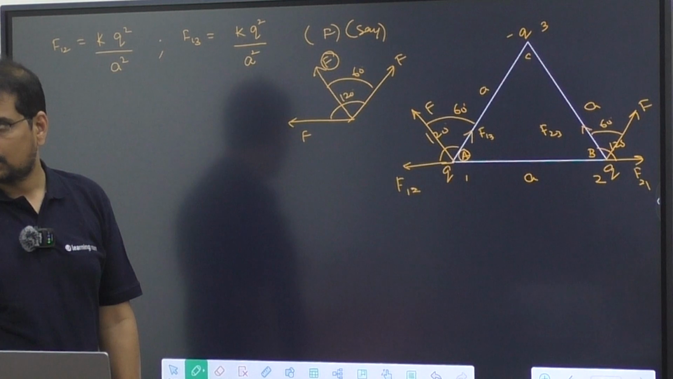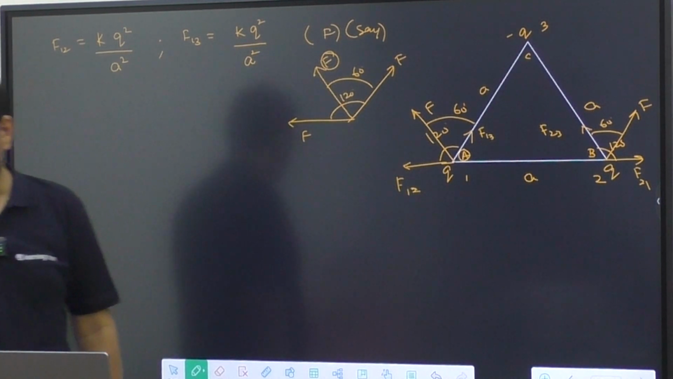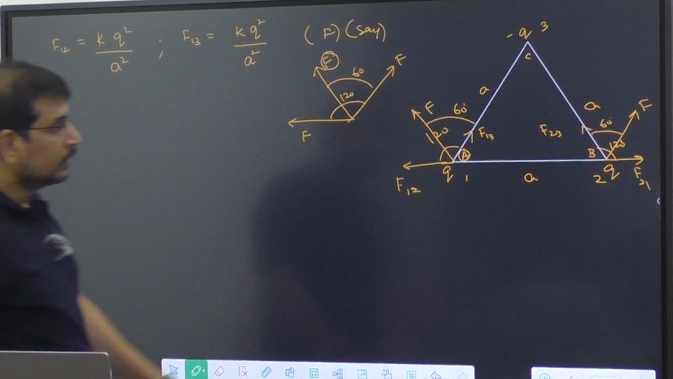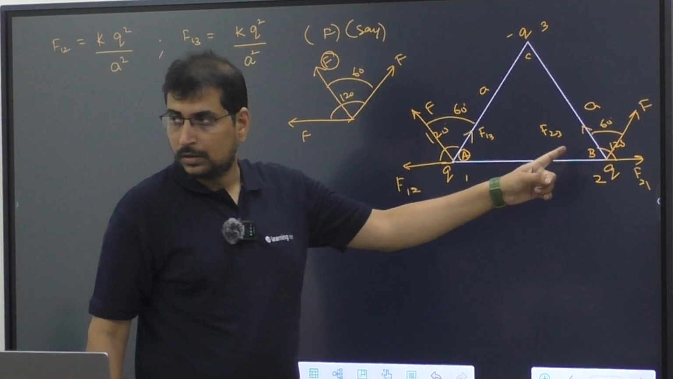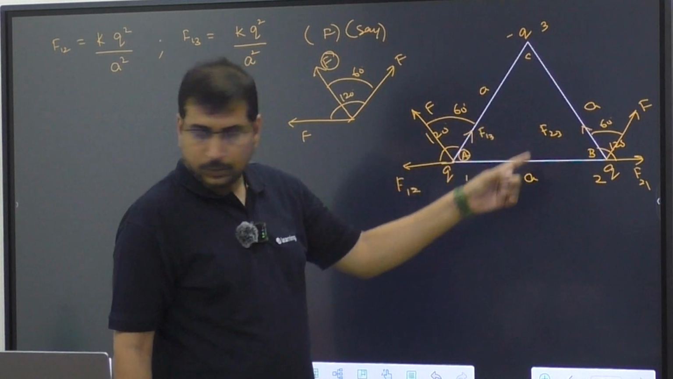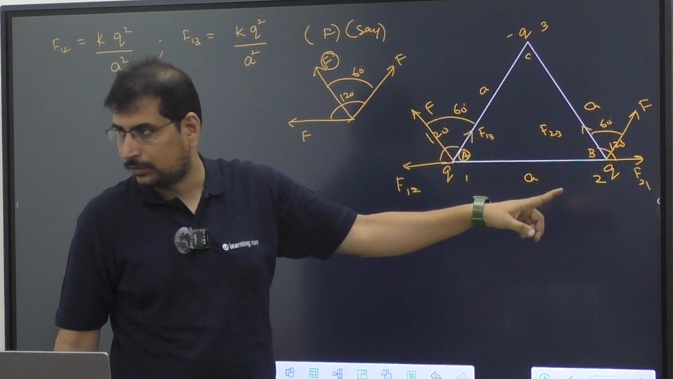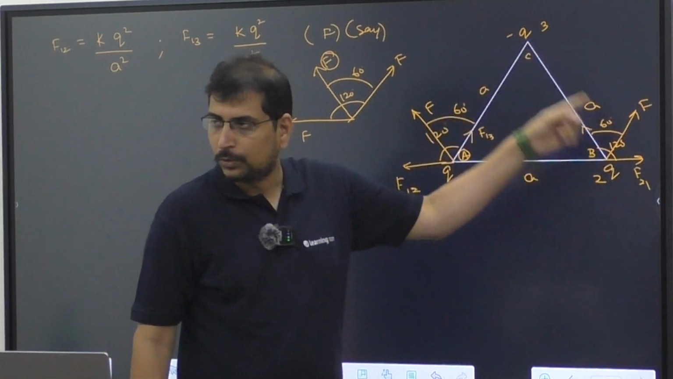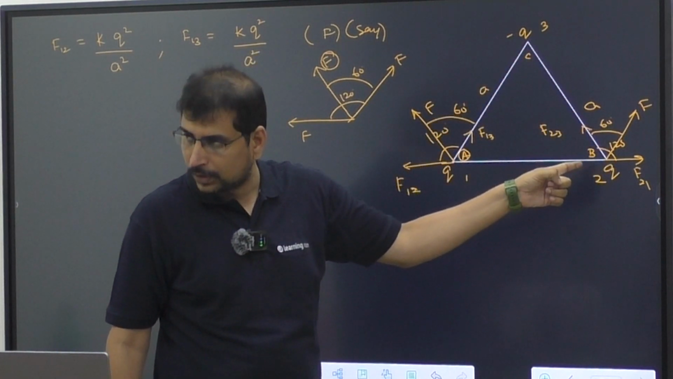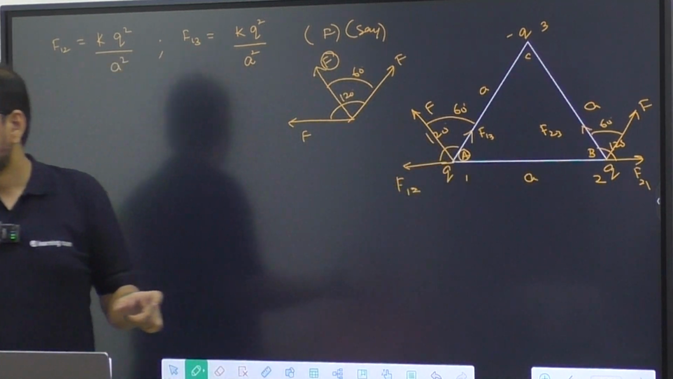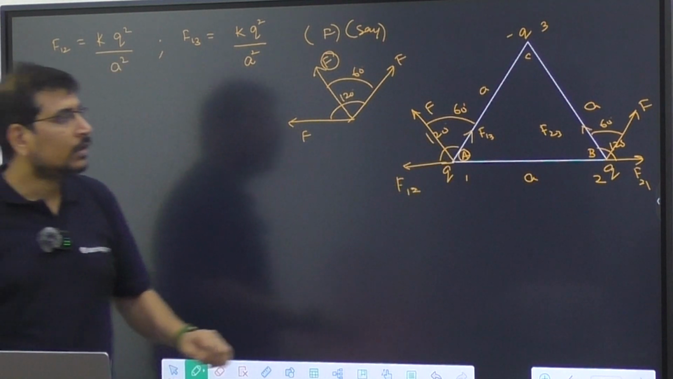It's upward only. Upward in the sense, it is always along the line joining both the charges. So this is the line joining. It should be along the line. Why upward and below? Any question? Sure. Okay.